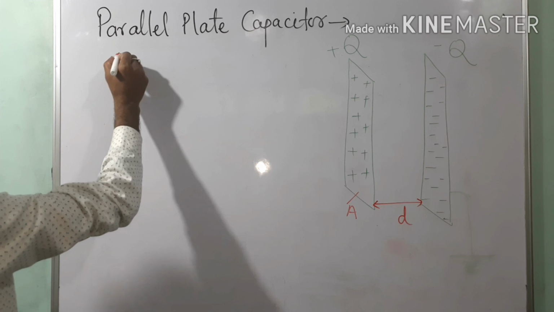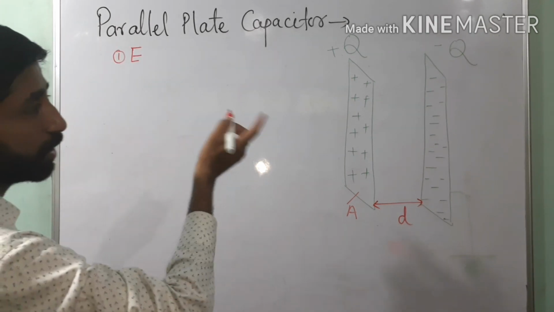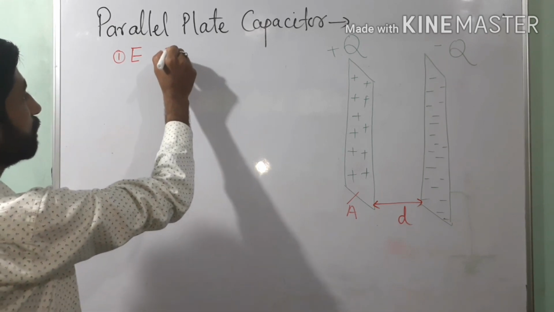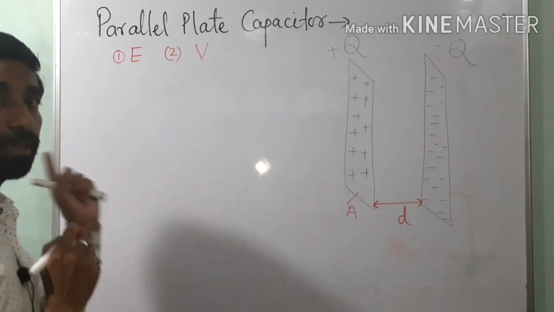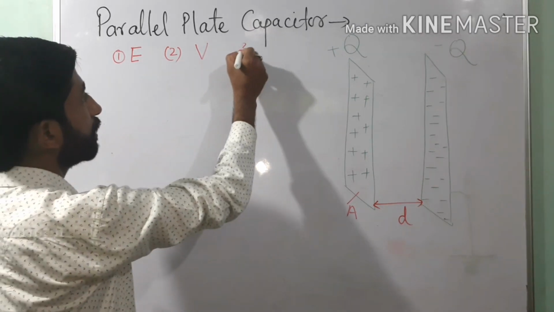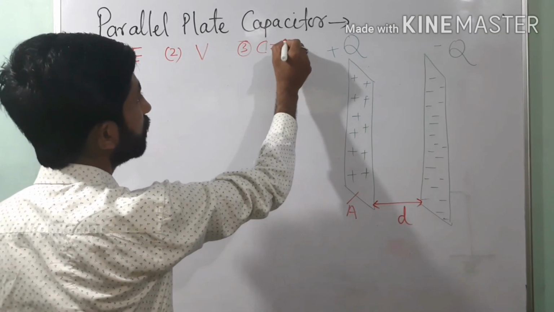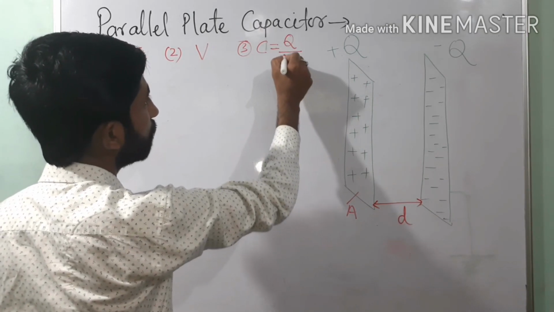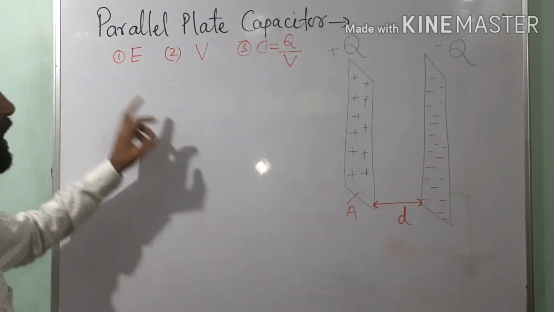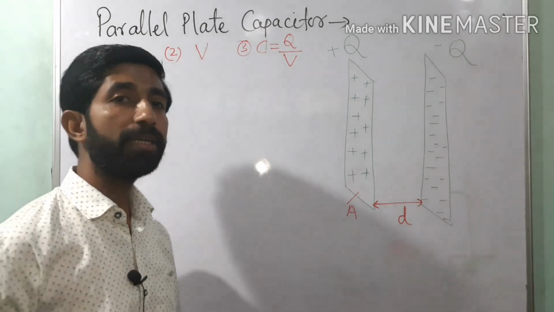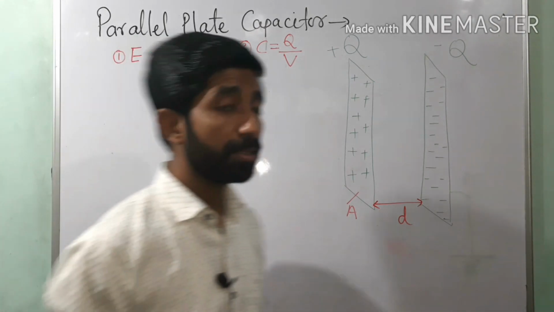First step is to calculate the electric field between the two plates. Number 2, we shall find the potential difference between the plates. And number 3, we go for C is equal to what? Charge upon potential. Very importantly, remember these three steps will be done in all sorts of capacitors.